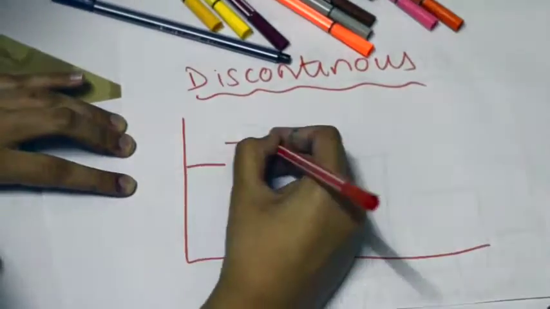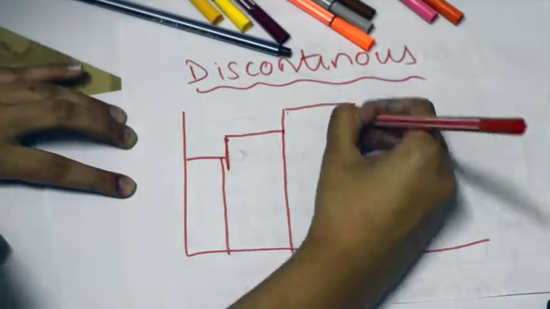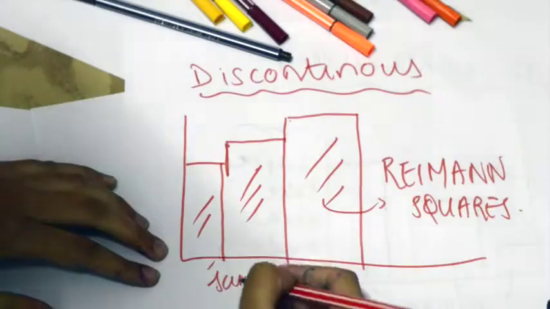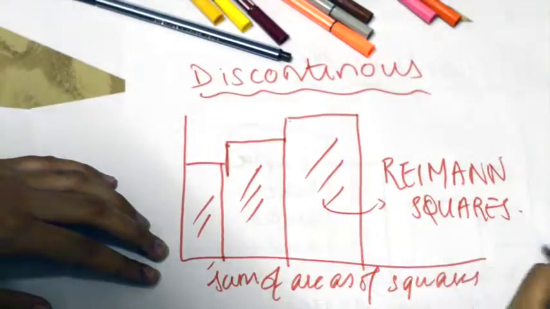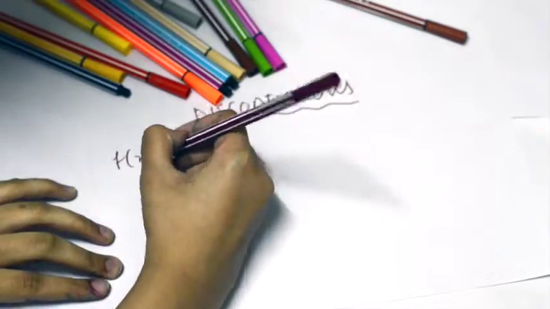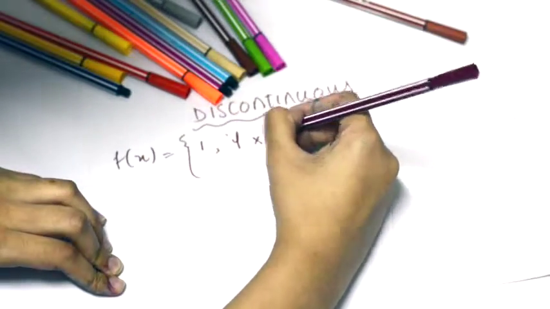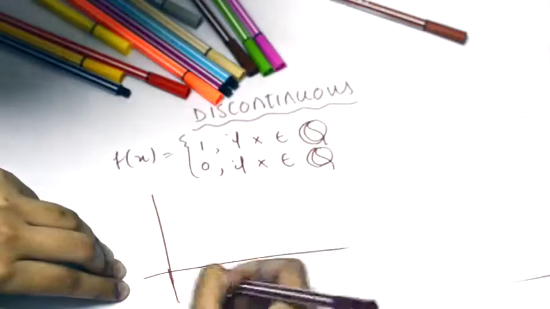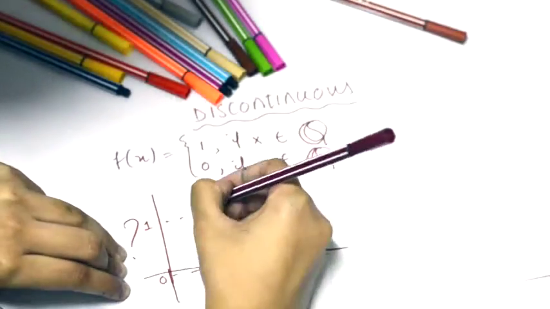Discontinuous sets are also integrable since making its Riemann rectangles or squares is possible. We simply take the areas of all the rectangles and add these to get integration. Let's look at discontinuous sets that are not integrable. An example of a non-integrable set would be a set represented by f of x equals 1 if x is a subset of rationals, 0 if x is a subset of rationals complement.